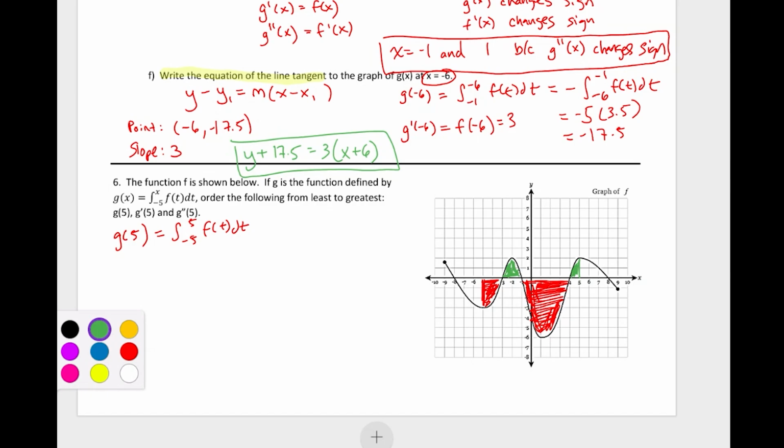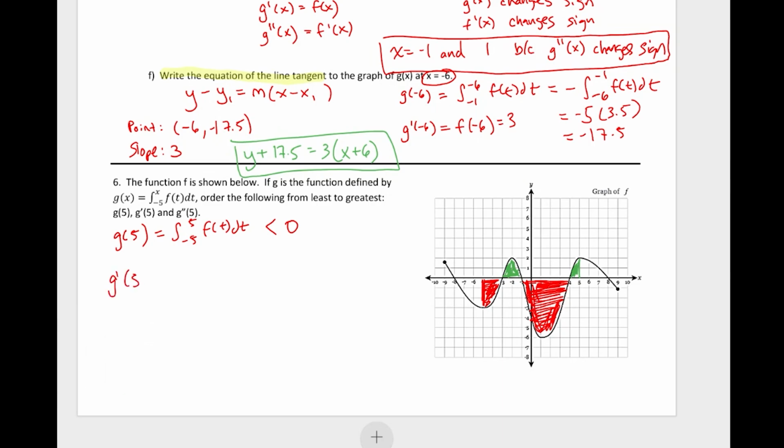So g of 5, I'm not sure exactly what this equals yet. We'll come back and see if there's any way to figure that out exactly. Maybe we could do a Riemann sum or something if we really have to. But for now, all I'm going to say is that it's going to be negative. Okay, let's talk about g prime.